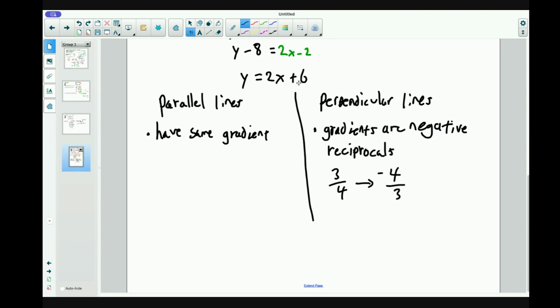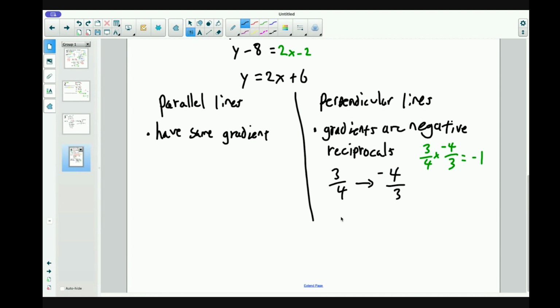And the idea behind negative reciprocals is that if I were to multiply these together, so you don't need to write this part down, but if I multiplied these two together, our result is simply negative 1. Okay, so negative reciprocals, if I multiply them together, the product is just going to be negative 1. So that's the idea behind negative reciprocals.